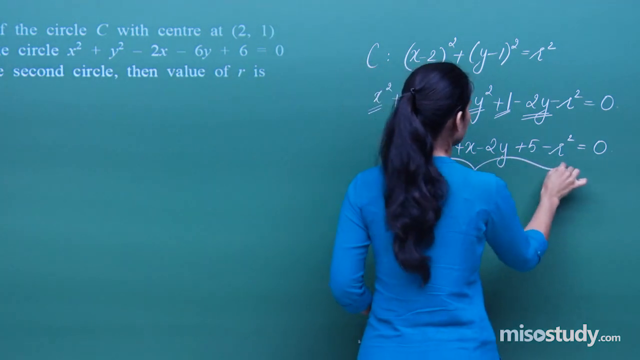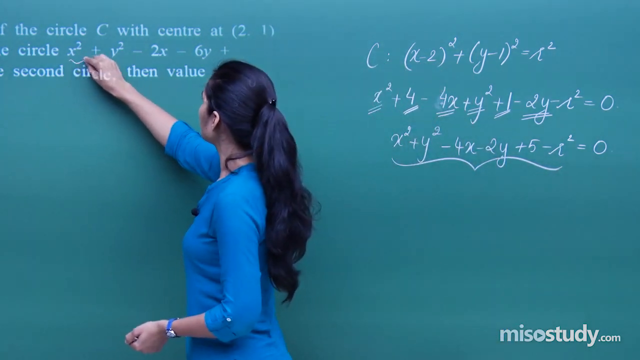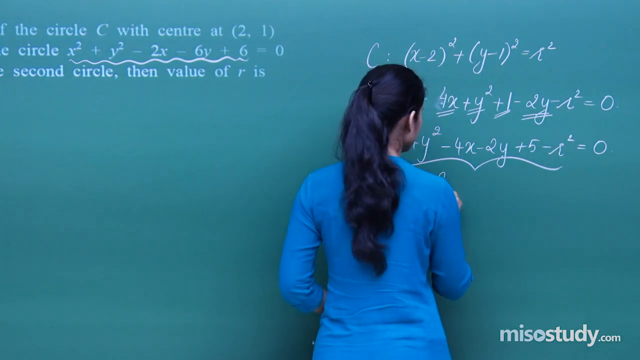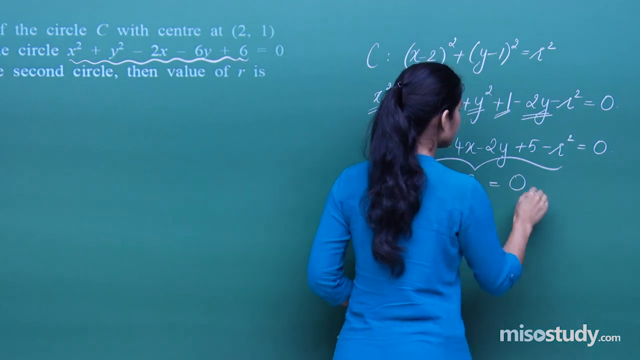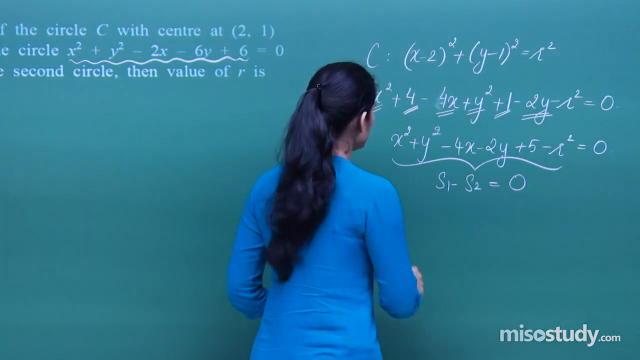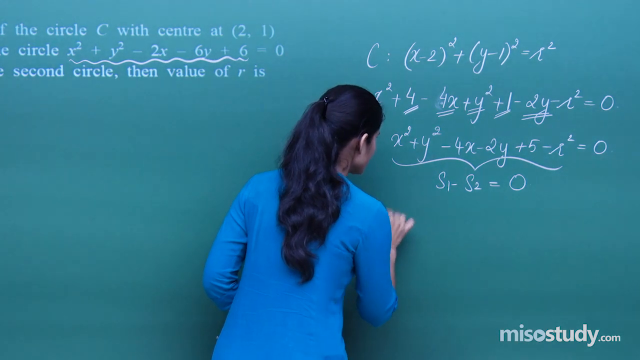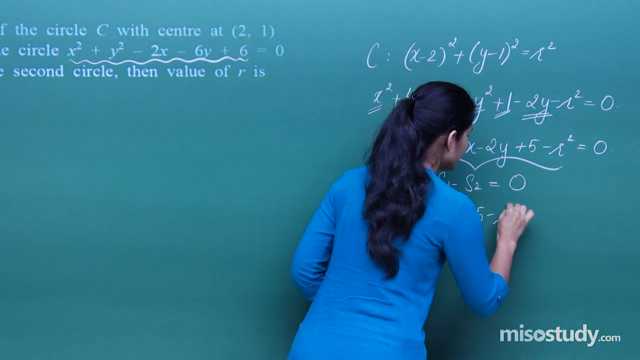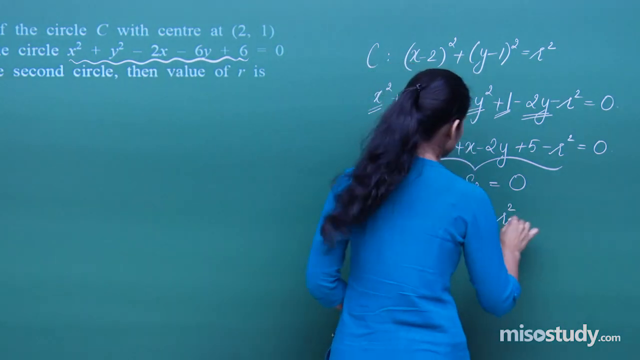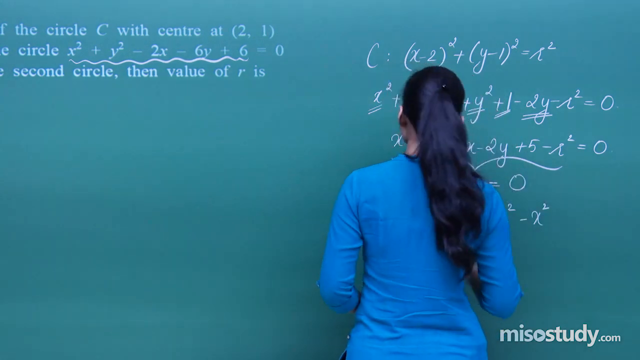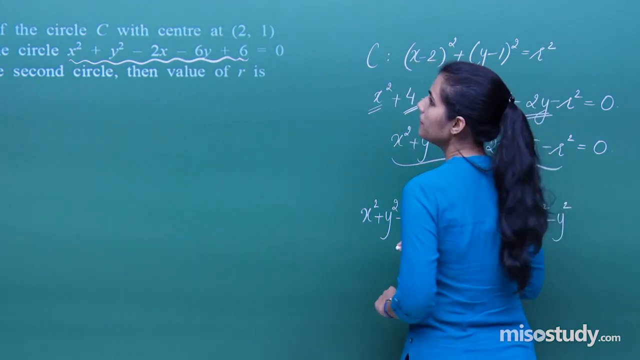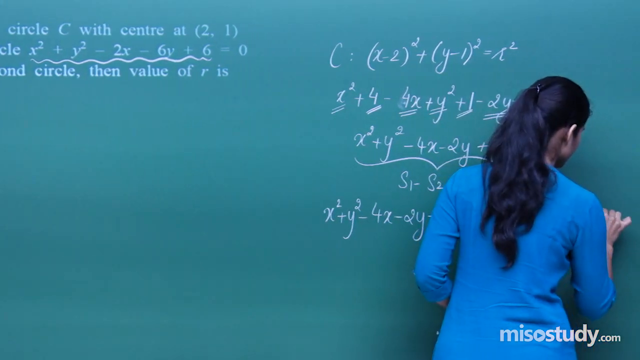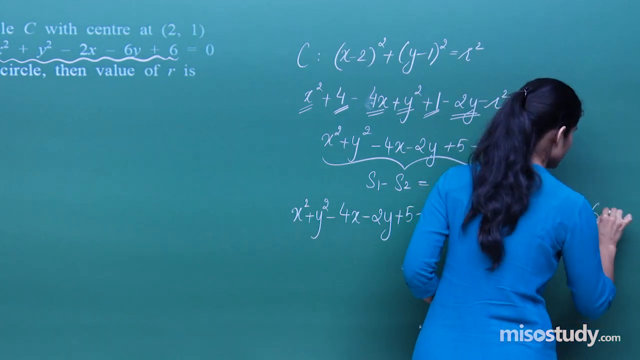This is one equation of circle 1 and then this is the equation of circle 2. Equation of common chord, you know it is given by S1 − S2 = 0. This is S1, this is S2, so let's write it down. x² + y² − 4x − 2y + 5 − r² − x² − y² + 2x + 6y − 6 = 0.